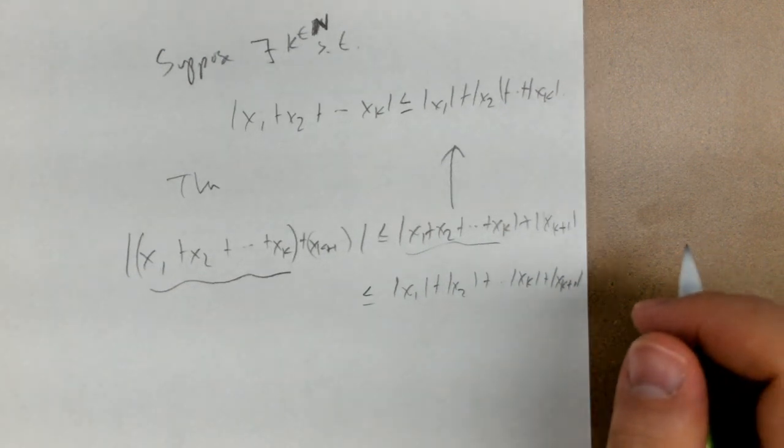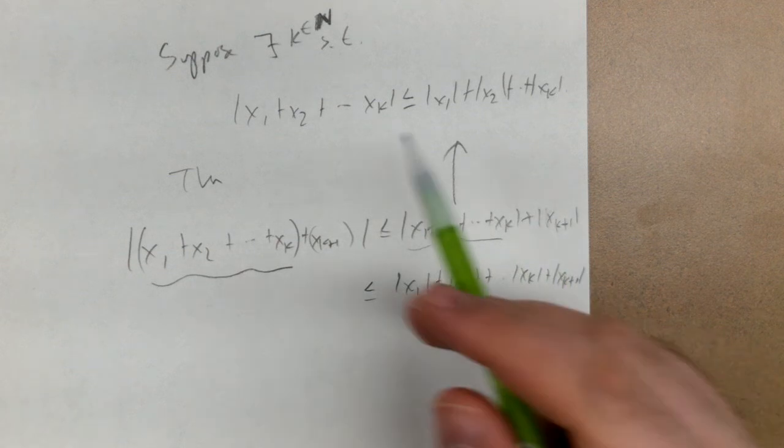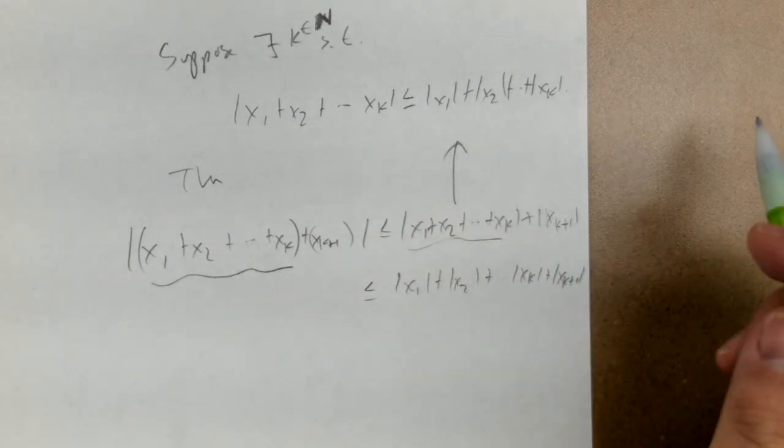Okay, so the point of that is that you can do the triangle inequality on several terms. You just do them individually and add up their absolute values.